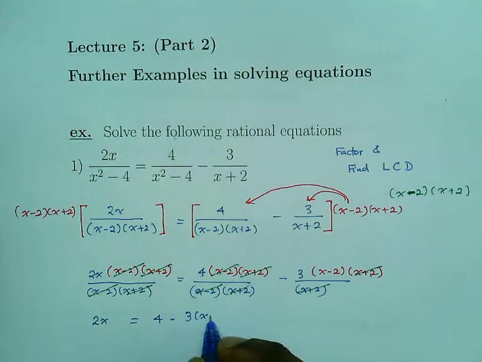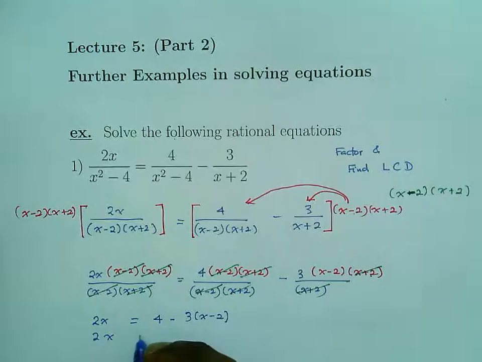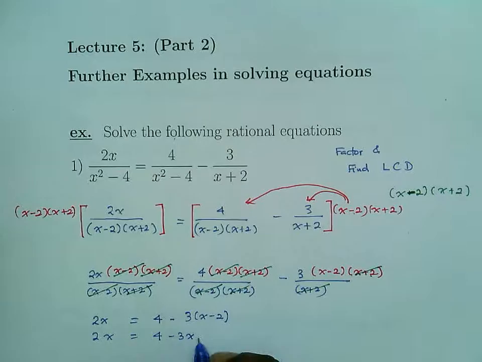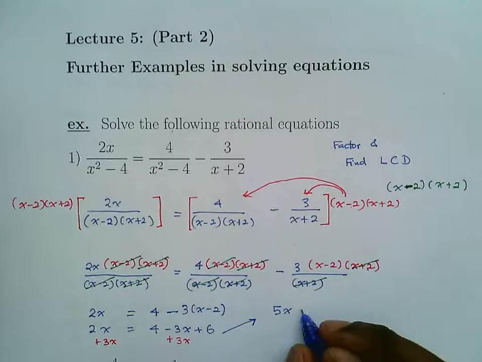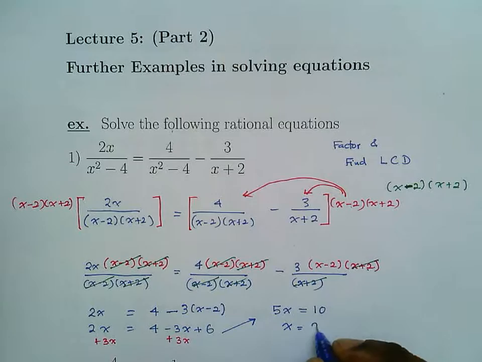Now multiply everything, so you get 2x equals 4 minus 3x minus 3 times negative 2 is plus 6. So again, be careful when you have a multiplication by a negative sign. And let's add 3x to both sides. Then you have 5x on this side, and on the right hand side you get 10, so you end up having x equals 2.